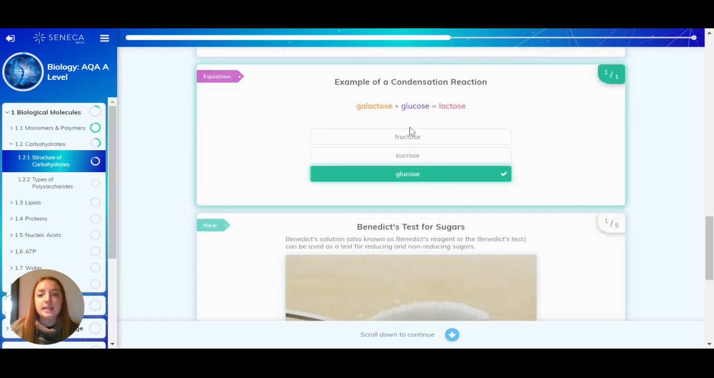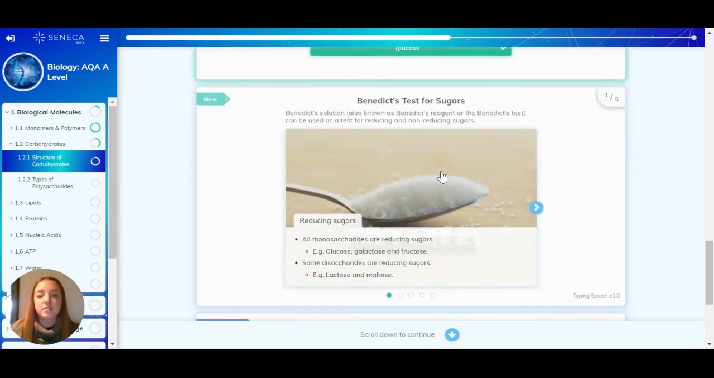So I talked about a condensation reaction earlier, and that is the building of a bigger molecule from its smaller monomers. And so an example of this is galactose plus glucose goes to lactose. If we want to test for sugars, we can use the Benedict's test. So Benedict's solution, which is also known as the Benedict's reagent or the Benedict's test, can be used as a test for reducing and non-reducing sugars.